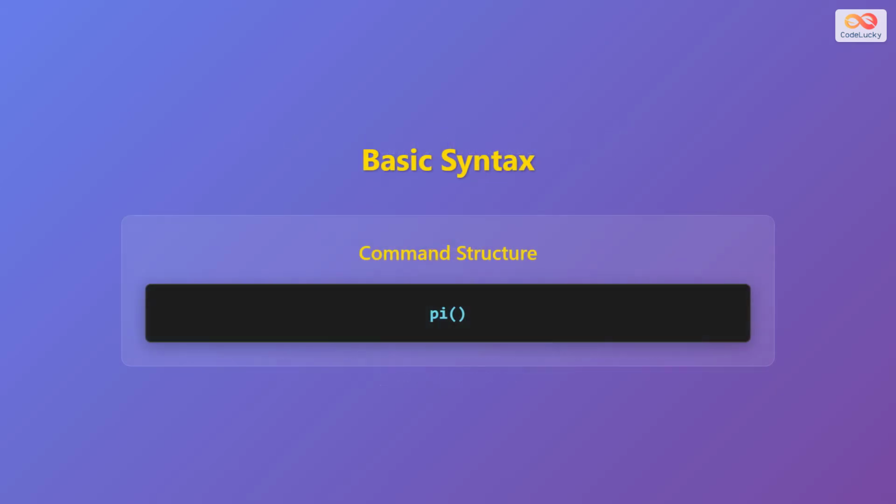The syntax for the Pi command is remarkably simple. You use pi followed by opening and closing parentheses with no arguments inside. The command returns the precise value of the mathematical constant pi. This function can be used within eval statements to perform calculations that require the pi constant. The parentheses are required even though no parameters are passed to the function.